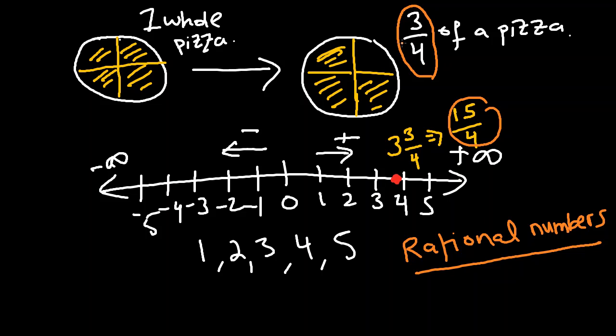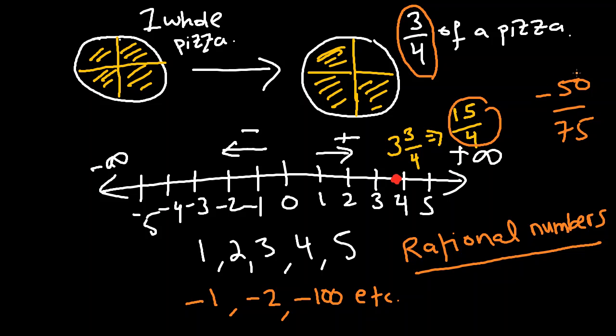Okay, so 3/4 is a fraction of 2 integers, right? 3 is an integer and 4 is an integer. 15 is an integer and 4 is an integer. So these two are both rational numbers. And the integers don't have to be positive, right? Because we know that integers also include negative numbers. So -1 is also an integer, -2 is also an integer, and so is -100, and so on and so forth, right? So if we had -50 over, for example, 75, this is still a rational number. Okay.